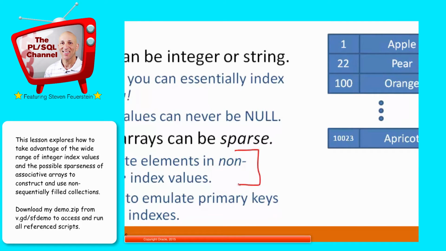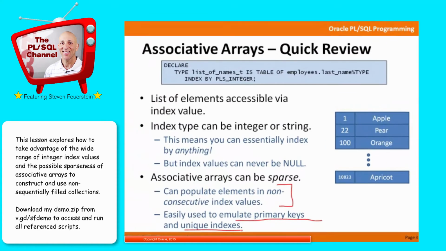And that's the focus of this lesson, and one of the reasons that it's so useful is that I can use it to easily emulate primary keys and unique indexes. And more generally, anytime I have an index value, the mechanism by which I want to look up elements in my collection that are not sequentially allocated.